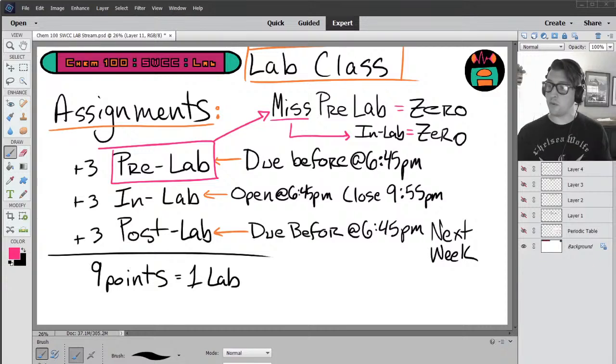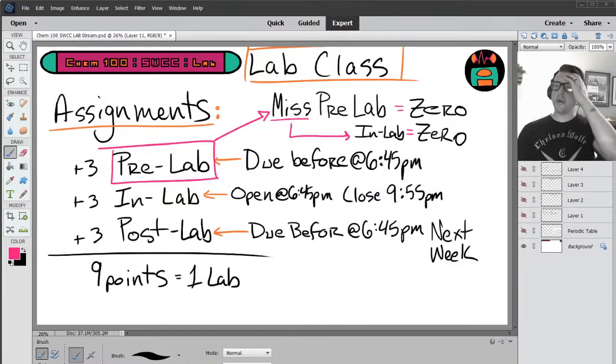there will be background reading. There will be the pre-lab, the in-lab, and the post-lab instructions for all of that. Though you may not see the in-lab one if it hasn't opened yet. You'll see it there when it opens, which is at 6:45 during the lab period.